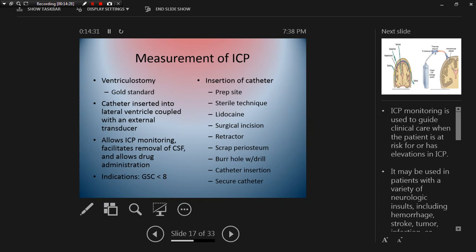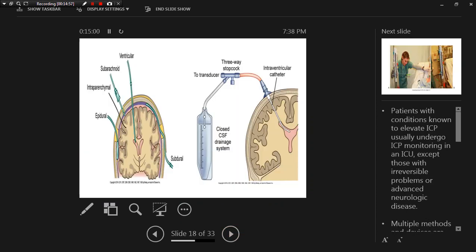And then the insertion of the catheter, right, this is going to be done under sterile technique. Lidocaine around the superficial area. There's going to be a surgical incision. They're going to retract the area with retractors. And then they're actually going to do a burr hole, and they're going to insert the catheter down into the area where they want to. All done under sterile technique. And so they're actually going to be securing and suturing the catheter to the scalp.